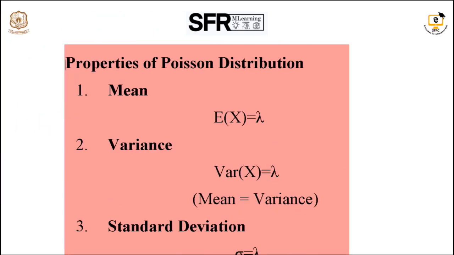Now we move on to the properties of Poisson distribution. The mean of Poisson distribution is E of X, which is equal to lambda, that is the number of occurrences. The variance is also the number of occurrences lambda. So in Poisson distribution, mean equals variance equals the number of occurrences lambda. Next, the standard deviation is root of lambda, that is the square root of the number of occurrences.